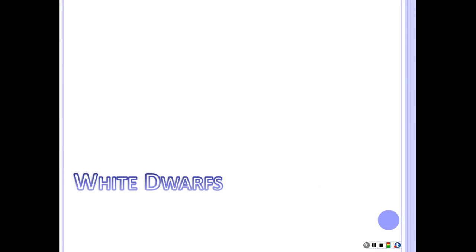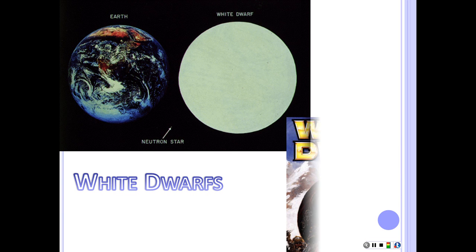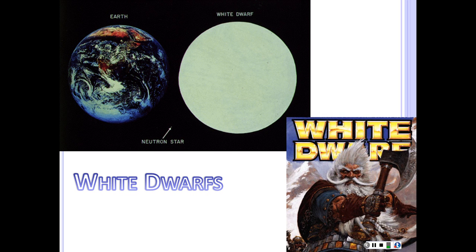And so now we're going to go on to looking at white dwarfs. These are the remnants of dying stars. And just to put them in perspective, here we have the size of the Earth. The white dwarf is approximately the size of the Earth. Actually, you'll see they have some interesting behavior. They get smaller the more massive they are. And there's just another picture of a white dwarf.